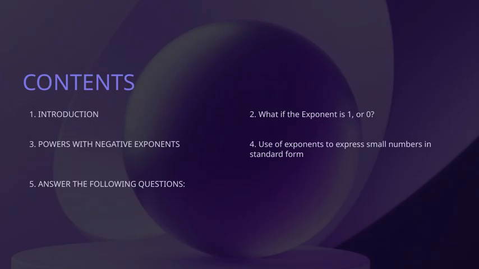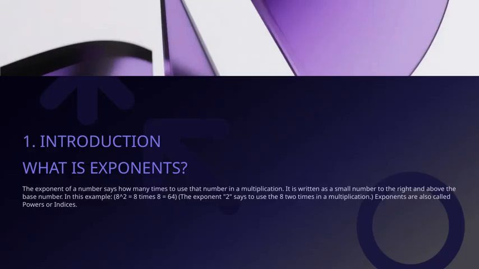exponential expressions. Let's talk about what an exponent actually is. The exponent of a number tells us how many times we need to use that number in a multiplication. Think of it as a shortcut to writing repeated multiplication. It's written as a small number, positioned slightly above and to the right of the base number. For example, in 8 squared, written as 8^2, the exponent 2 indicates we multiply 8 by itself 2 times.